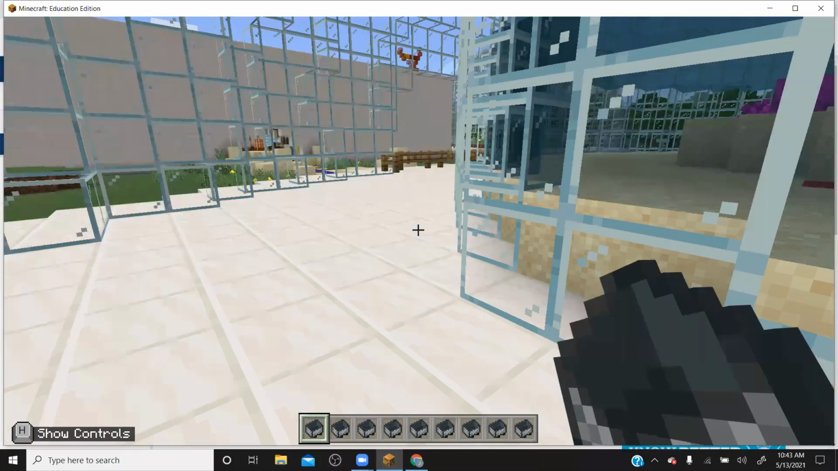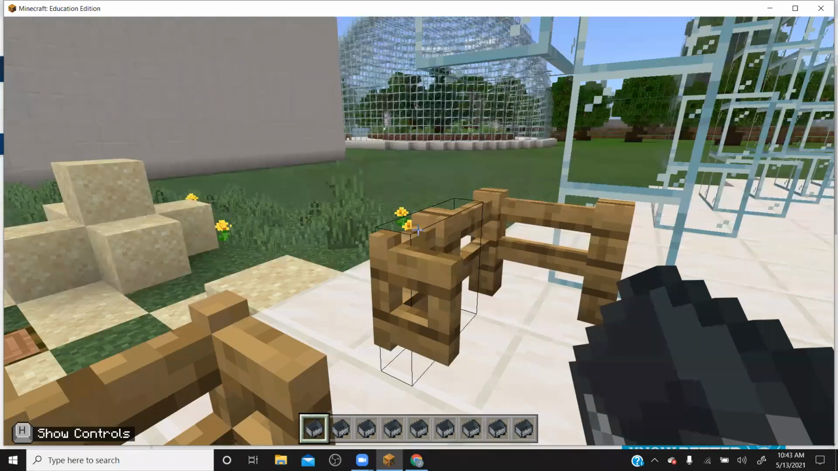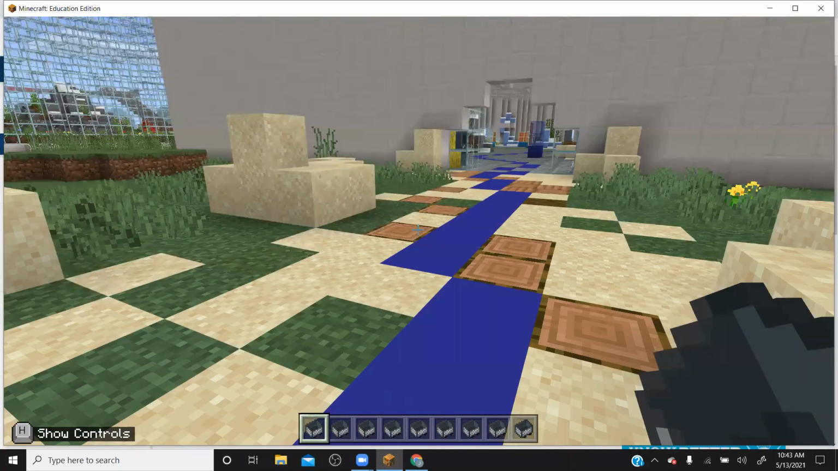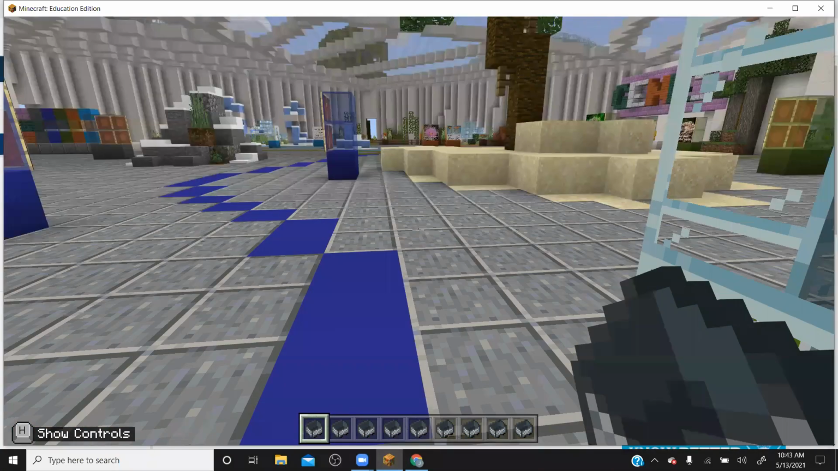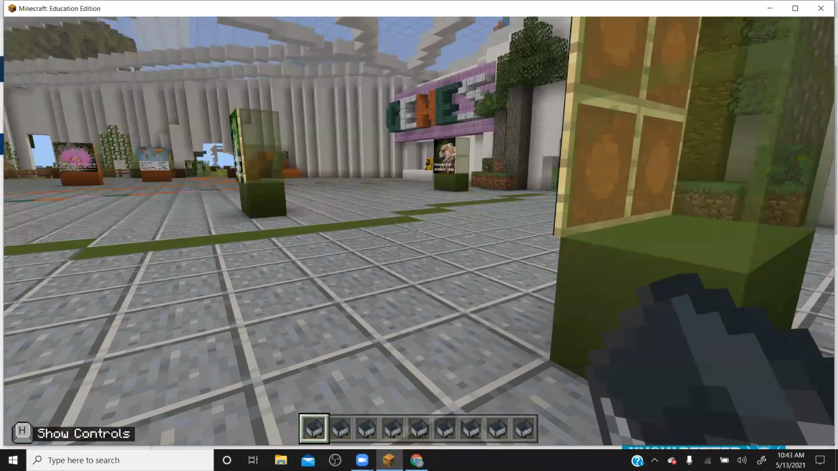I'm going to close my gate when I leave the Minecraft area here. Remember that right click opens and closes gates and such. Let's see what our next biome is, our next ecosystem.